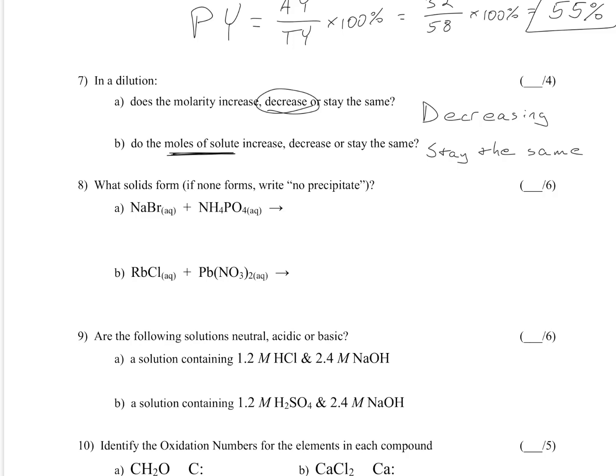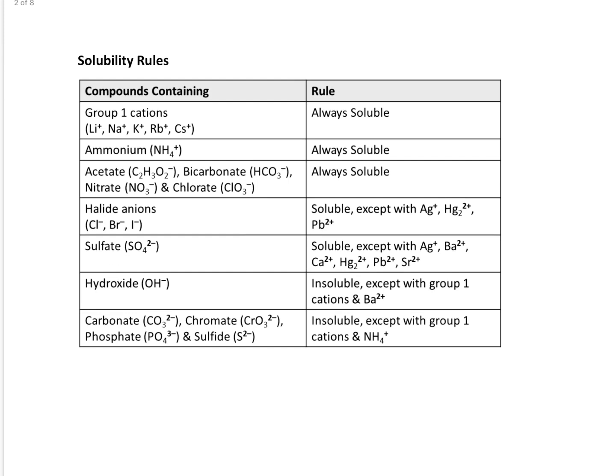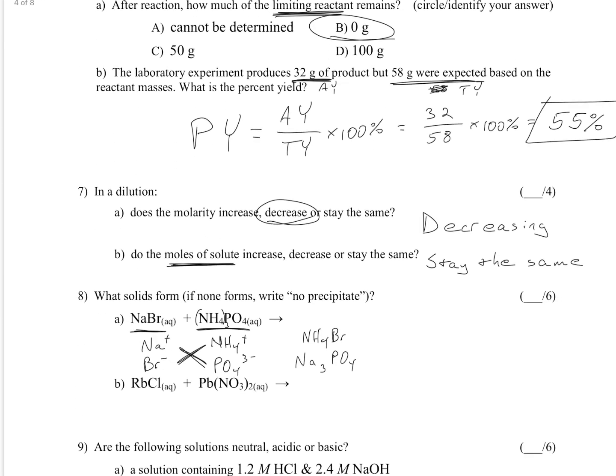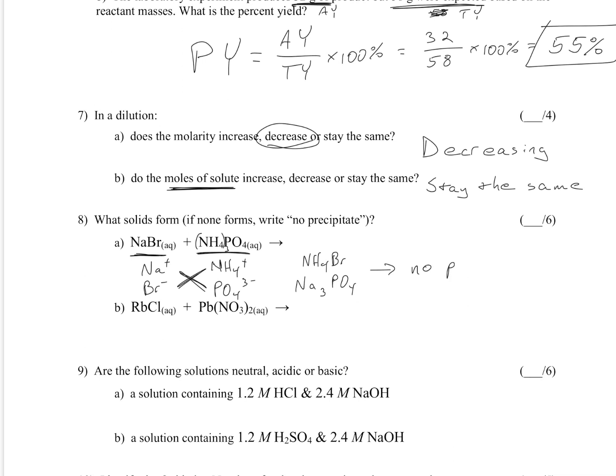All right, number 8, what solids form when we have sodium bromide and NH4PO4? This is ammonium phosphate. So we have Na+, Br-. We have NH4+, ammonium, and PO4 3-. So in this case, we look at this and we say these could form or these could form. So we have NH4Br or Na3PO4. Well, looking back at our solubility rules, Na+ is always soluble, ammonium always soluble. So these two are all soluble, so we have no precipitate.